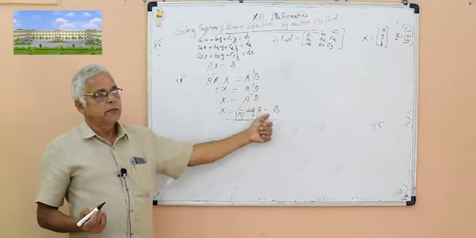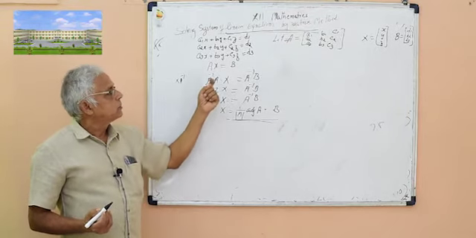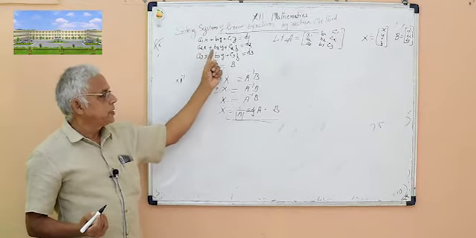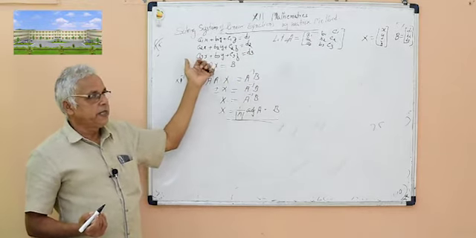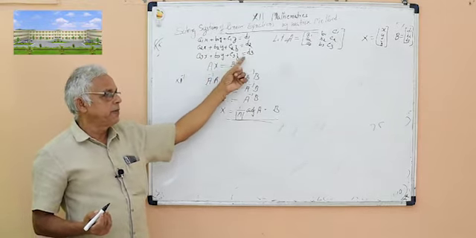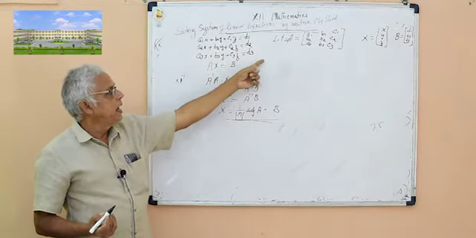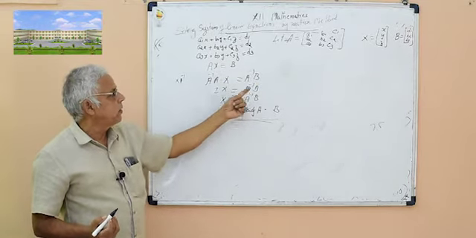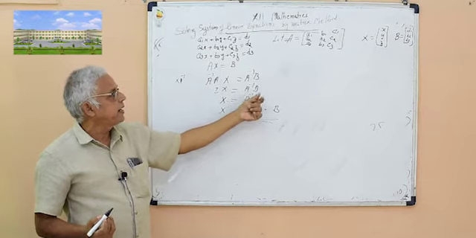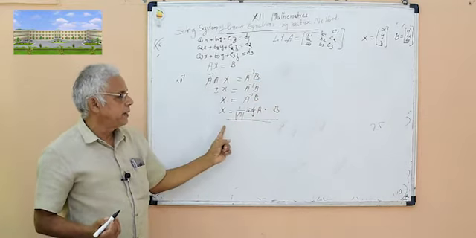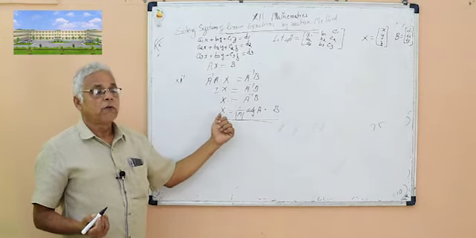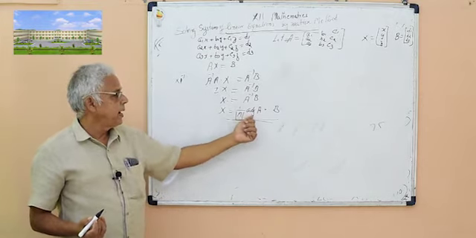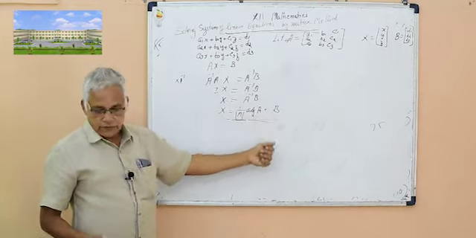Remember, to solve linear equations by the matrix method, first we take the coefficient matrix as the 3 by 3 square matrix A, x as the variable column matrix, and b as the right hand side constant matrix. Then after simplification we get x is equal to 1 by determinant of A into adjoint of A into b.